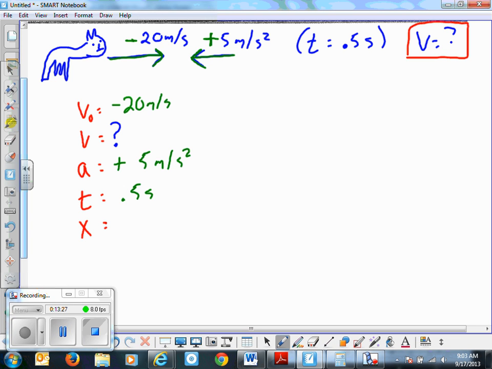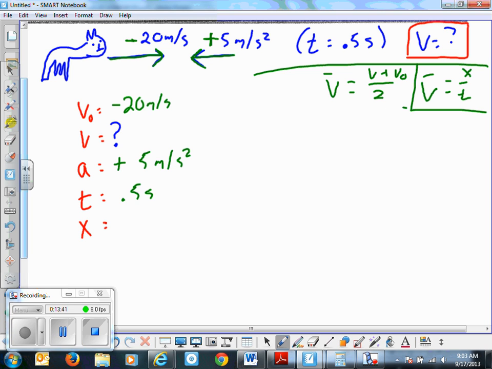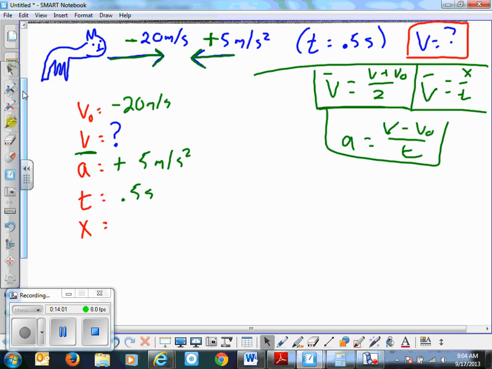Okay, so if I look at my formulas here, I have average velocity is v plus v sub naught divided by 2. I have average velocity is displacement per time. I have acceleration is v minus v sub naught divided by time. Thank you very much, Martine. Okay, so I need to find v somewhere. So I look for the formulas that have v in them. Well, I see it here. I see it here.